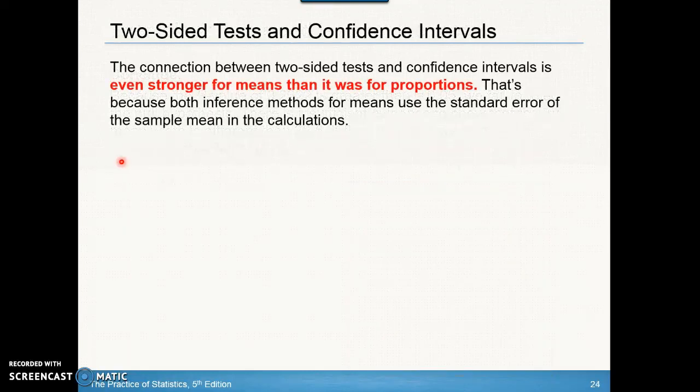Okay, so the last thing we are going to take a look at in this section is the connection between two-sided tests and confidence intervals. The connection between two-sided tests and confidence intervals is even stronger for means than it is for proportions. Why? That's because both inference methods for means use the standard error of the sample mean for their calculation. So when we do a confidence interval, we use the standard error. When we use the test statistic t, we use the standard error.